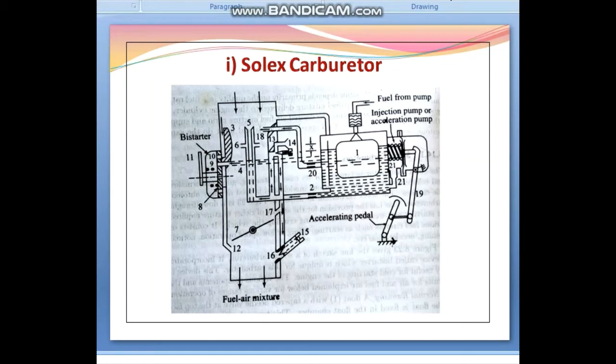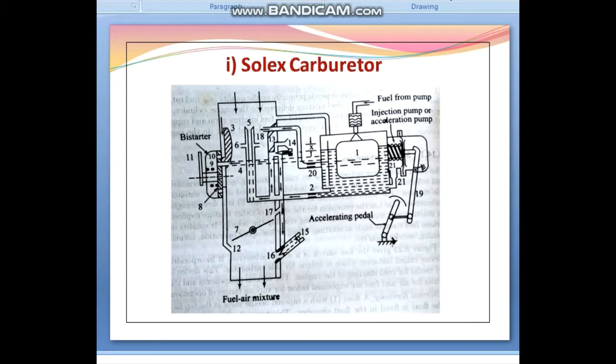This figure gives the line sketch of a Solex carburetor. It incorporates a device called bistarter, which is unique for the Solex carburetor. This device is very useful for cold starting of the engine. The various components and the circuits for air and fuel are explained. I am now going to explain to you the various engine operations.